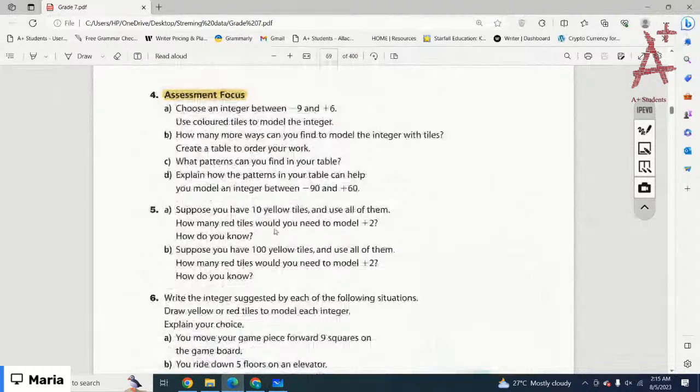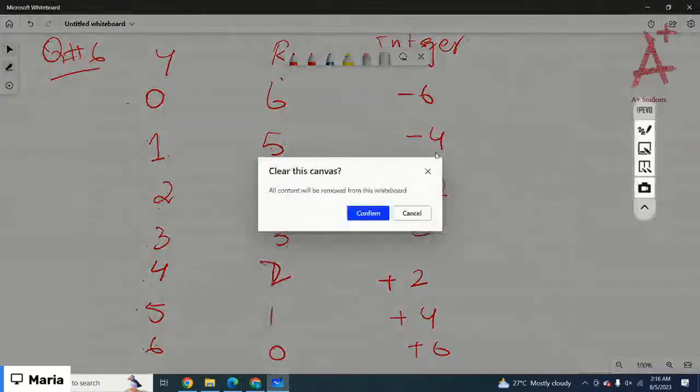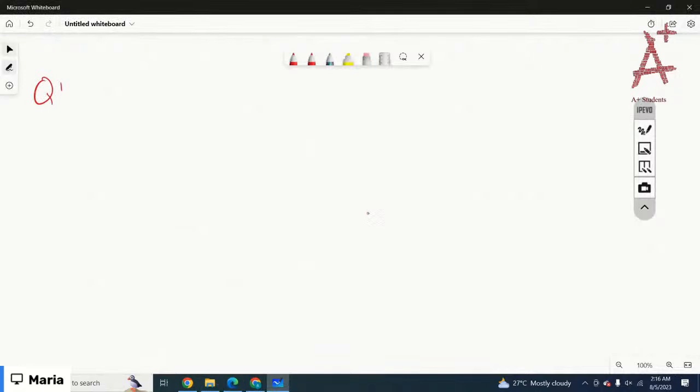Okay, in the A part you have 10 yellow tiles, right? You have to use all of them. How many red tiles would you need to make positive 2? You have to make positive 2, right? You have 10 yellow tiles. So question number 5A. Yellow tiles mean all the positive. They represent positive. You have to make positive 2, and you have to use all yellow tiles. You have to see how many red tiles you need, right? So 10 yellow tiles and you have to make just 2. That means you have 8 extra yellow tiles, right?